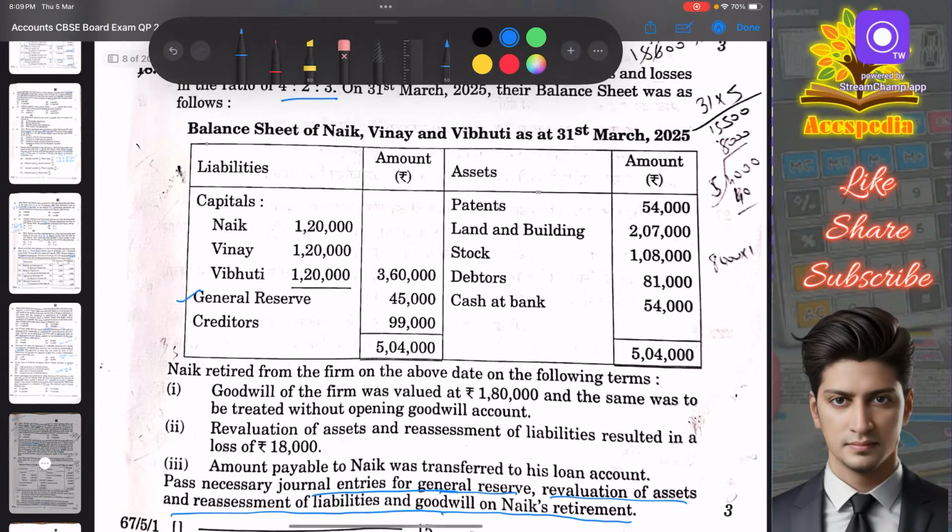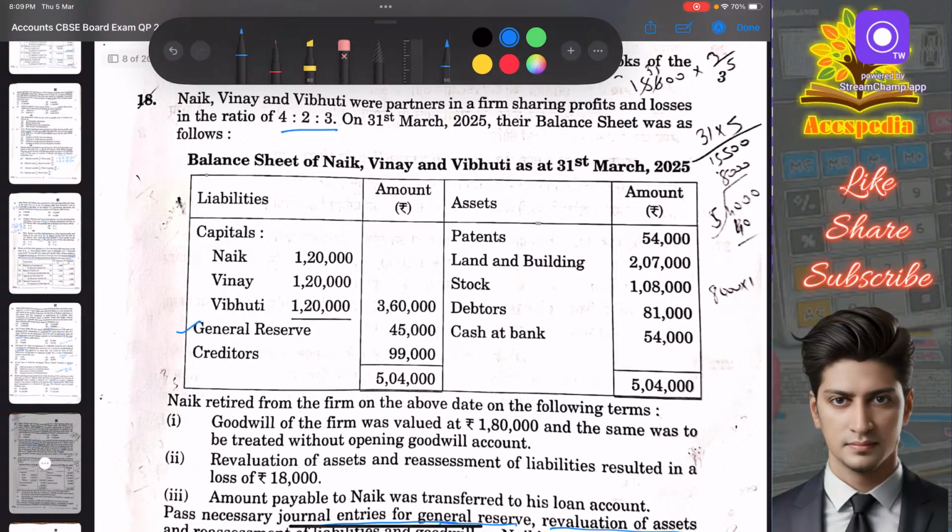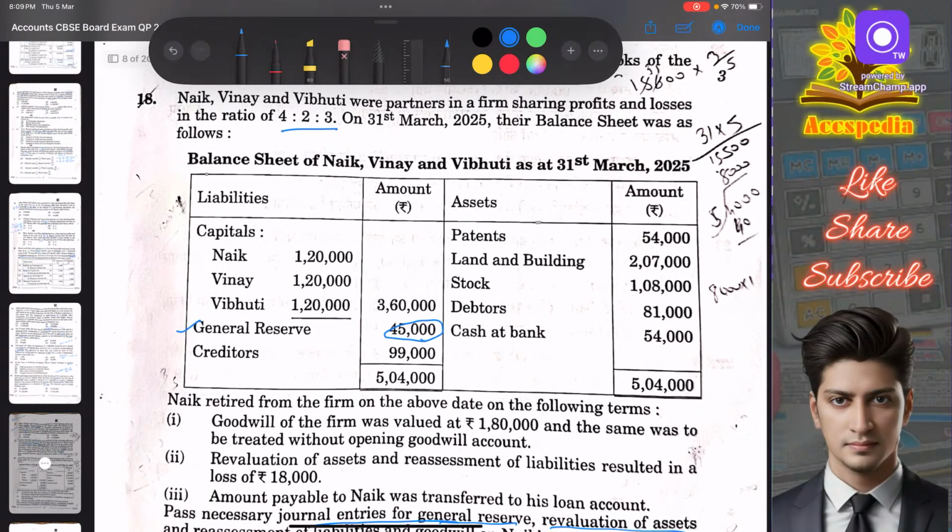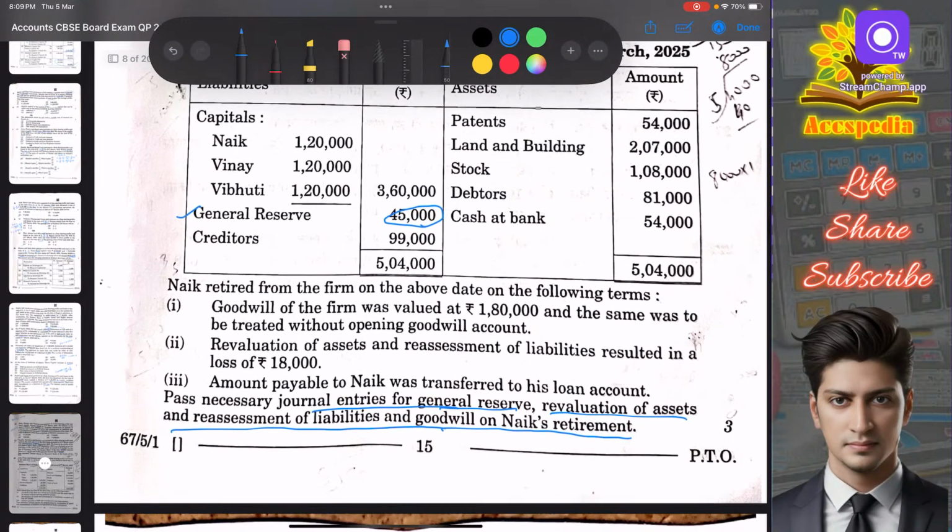General reserve account debit to Naik's capital, Vinay's capital, Vibhuti's capital. This is the journal entry: general reserve debit, partners' capital credit, 45,000 debit, and credit this 45,000 in 4:2:3 ratio. That is total 9, so divided by 9, 1 share is 5,000. So 5,000 into 4, 20,000. 5,000 into 2, 10,000. 5,000 into 3, 15,000. So 20, 10, 15. This is the general reserve distribution.